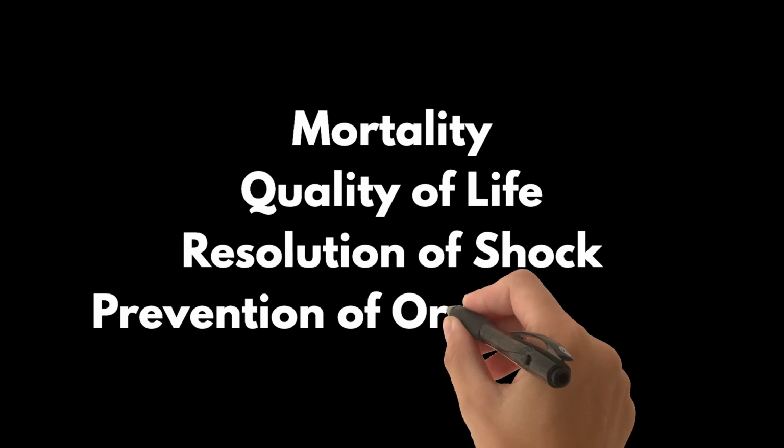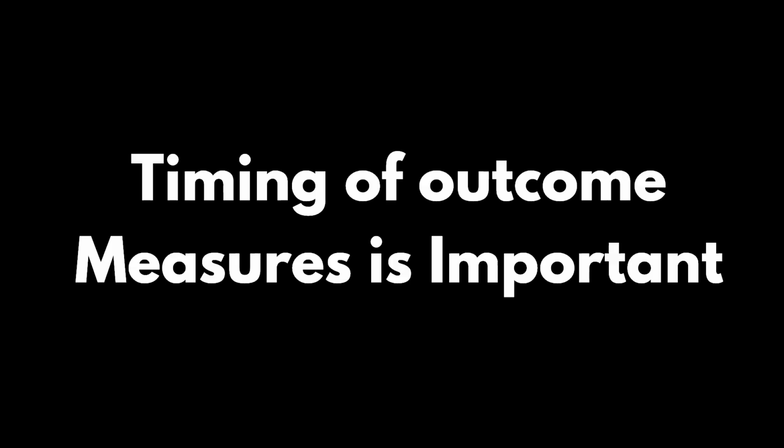Prevention of organ failure. Ensure that outcomes cover potential as well as actual adverse effects. Consider outcomes relevant to all potential decision-makers, including economic data. Consider the type and timing of outcome measurements. Say we are noting mortality, it's on day 28 or day 60 or day 90.